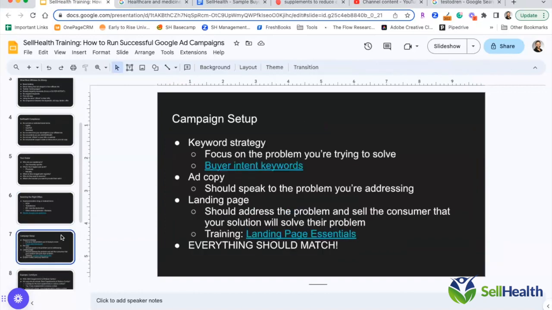Next thing is we will go to your campaign setup. Your campaign setup is super important, right? When you're setting up a pay-per-click campaign, when it comes to a keyword strategy as an affiliate marketer, you want to focus on the problem that you're trying to help solve. One of the ways you do that is by trying to get into the head of your consumer. So I encourage affiliate marketers who are running pay-per-click campaigns to focus on buyer intent keywords.